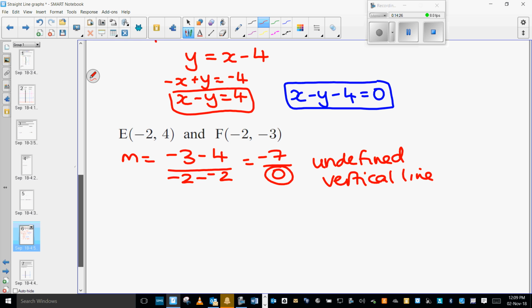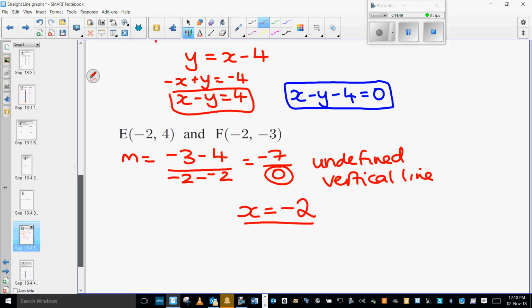And vertical lines always have the equation of x equals a value. What value is our x going to equal? Go back to the coordinates. What's our x value? So that is our equation for this line.